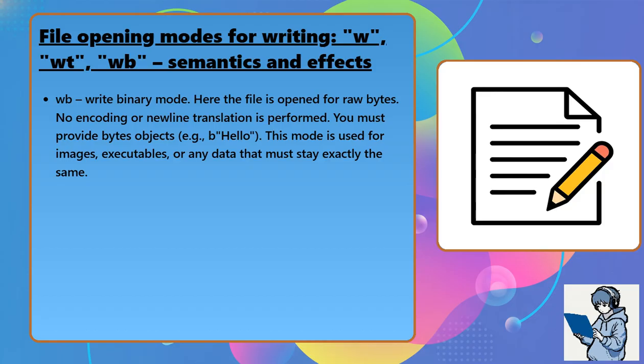WB, write binary mode. Here the file is opened for raw bytes. No encoding or newline translation is performed. You must provide bytes objects, for example, b'hello'. This mode is used for images, executables, or any data that must stay exactly the same.